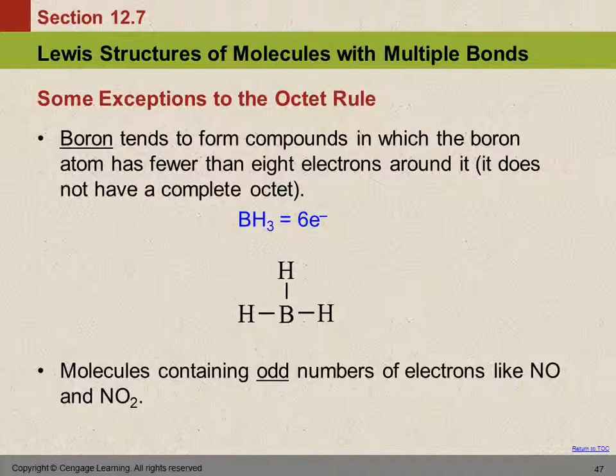And there's an example, boron trihydride. That does not satisfy the octet rule. But that compound exists. It has 6 valence electrons, and there can't be an octet on boron. There's just not enough electrons.